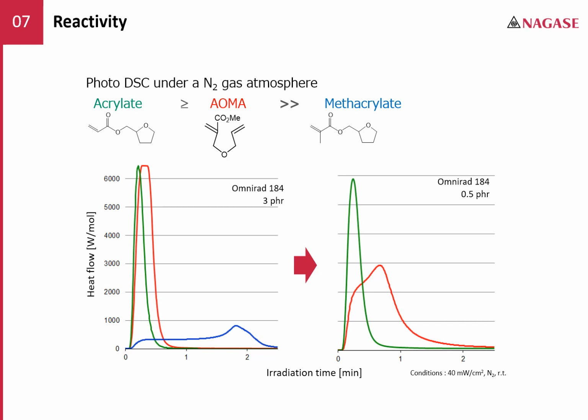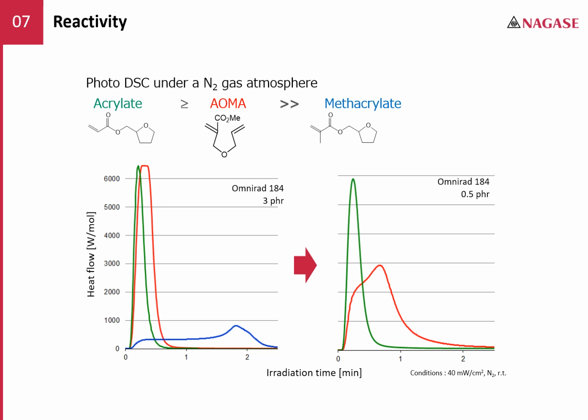Okay, how does the reactivity of AOMA compare with acrylates and methacrylates, materials that we commonly use in UV-curable formulations? AOMA reacts similarly to an acrylate. On the left-hand chart at the bottom, we have heat flow on the y-axis and time on the x-axis. The acrylate is in green, AOMA is in red, and methacrylate is in blue. With 3 parts per 100 of photoinitiator used to react the material, we have AOMA performing with speed of reactivity very similar to the typical acrylate. And methacrylate, as you'd expect, is quite slow and takes considerably longer to react.